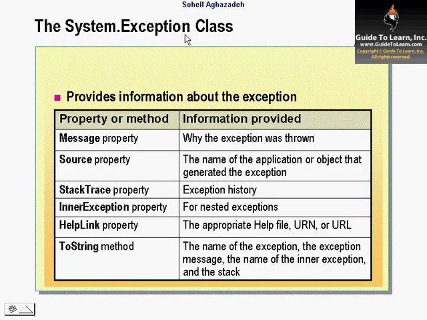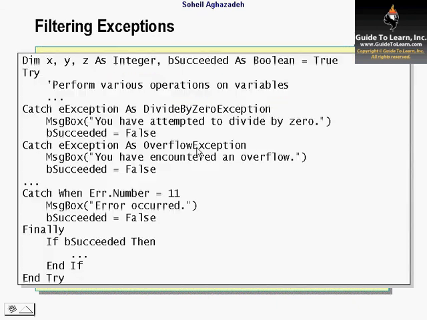The exception class, as you saw, provides a message property, which tells you why the exception was thrown. The source property tells you the name of the application or object that generated the exception. You've got the stack trace, which shows you the exception history. It gives you the inner exception, just in case of a nested exception. Help link, just in case you have a URL or a link to a help file; sometimes you can throw an exception and provide the documentation for that. And then finally, the ToString method, which converts the result of an exception into a string.